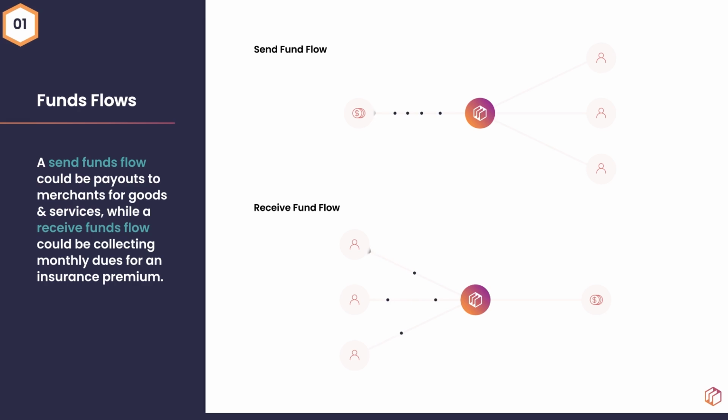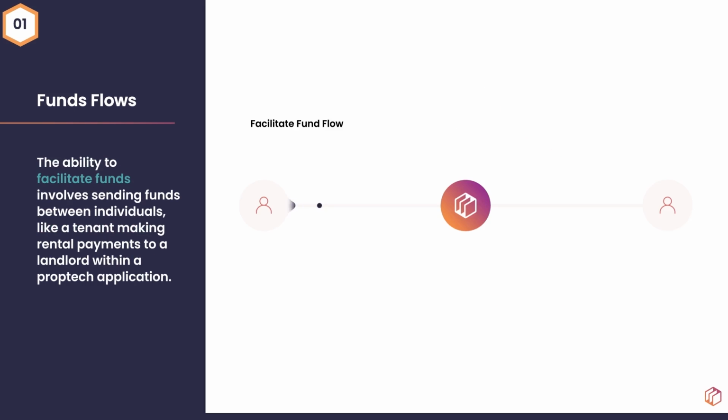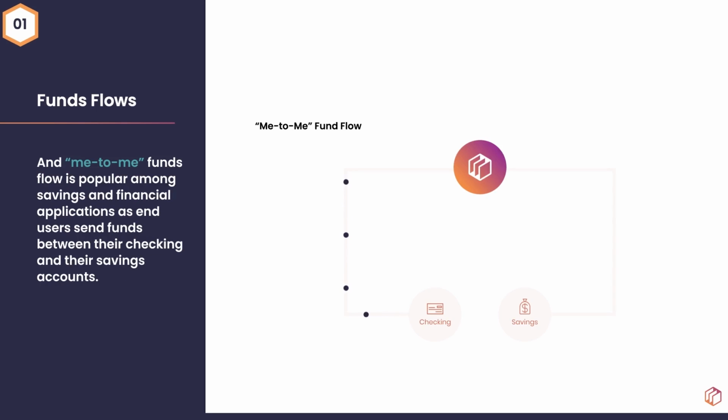Here are some real-world examples of the funds flows. A send funds flow could be payouts to merchants for goods and services, while a receive funds flow could be collecting monthly dues for an insurance premium. The ability to facilitate funds involves sending funds between individuals, like a tenant making rental payments to a landlord within a PropTech application. A me-to-me funds flow is popular among savings and financial applications as end users send funds between their checking and their savings accounts.